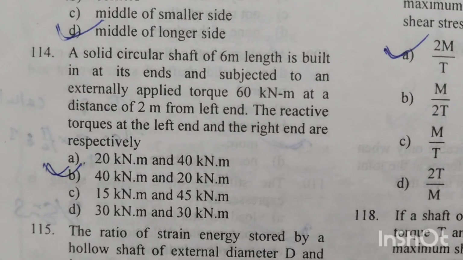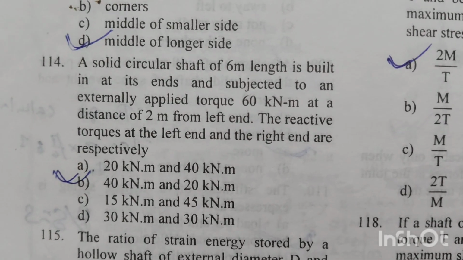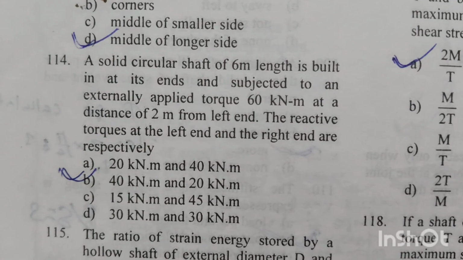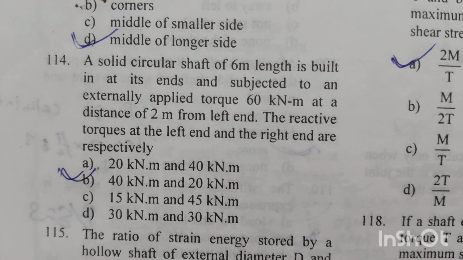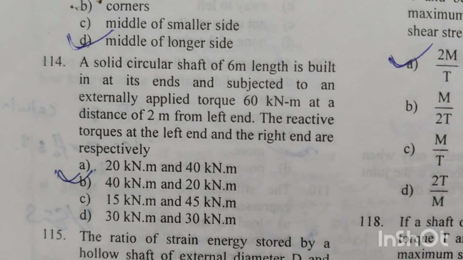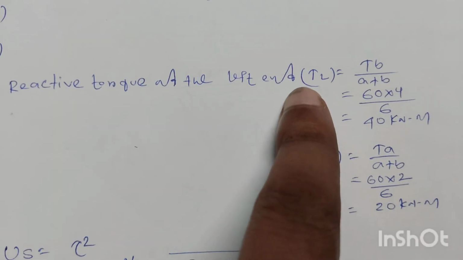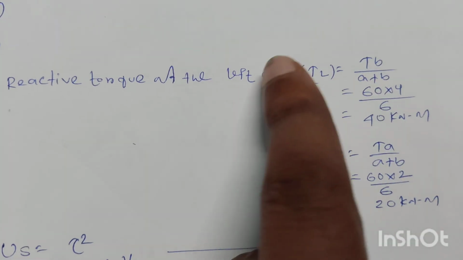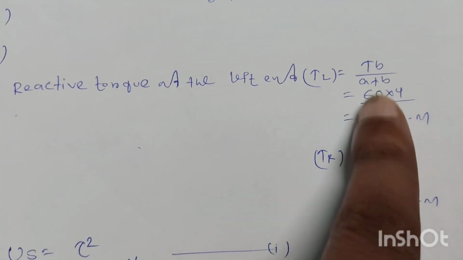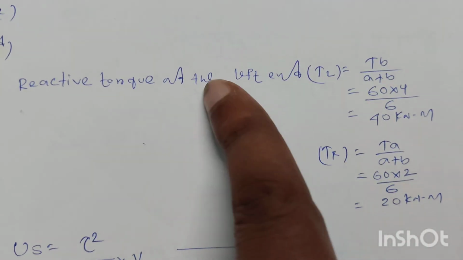Question number 114. A solid circular shaft of 6 meter length is built in at its ends and is subjected to an externally applied torque of 60 kN meter at a distance of 2 meter from the left end. The reactive torques at the left end and the right end are respectively. So the reactive torque at the left end will be TB divided by A plus B. So A is equal to 2 meter and B is equal to 4 meter, and the torque given in the question is equal to 60 kN meter.